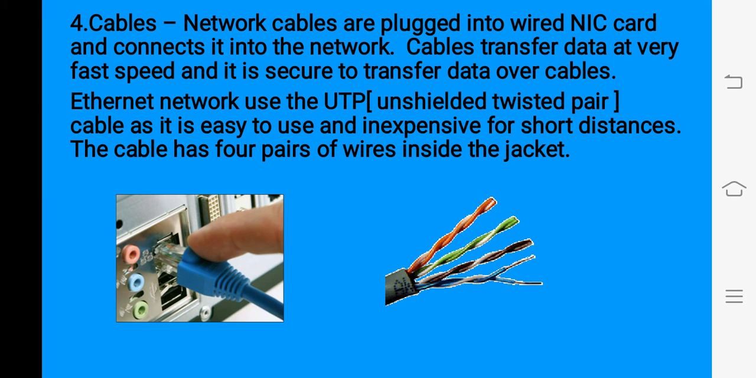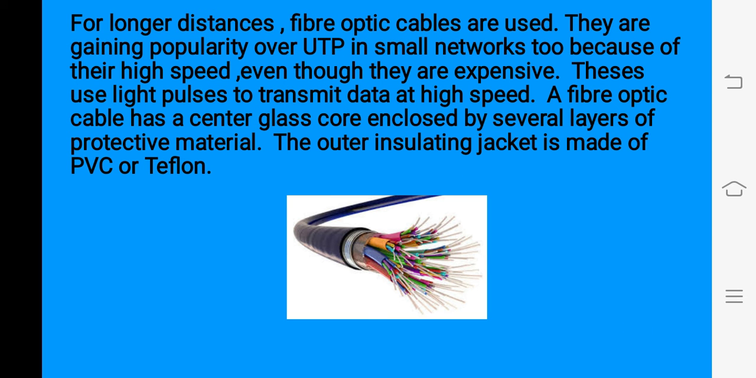Generally in an Ethernet network, UTP, unshielded twisted pair cables are used. They are inexpensive and mostly used for short distances, like a network in a building. It has pairs of 4 wires inside the jacket. But for longer distances, fiber optic cables are used. They are expensive but their speed is very fast. These use light pulses to transfer the data at a high speed.